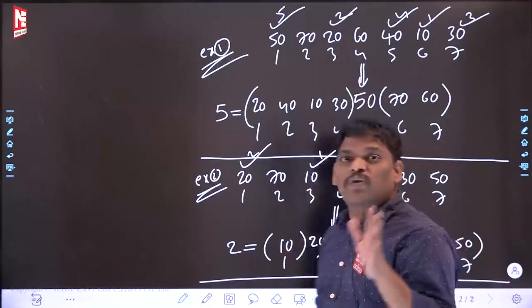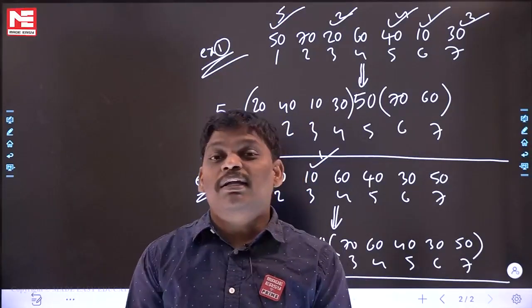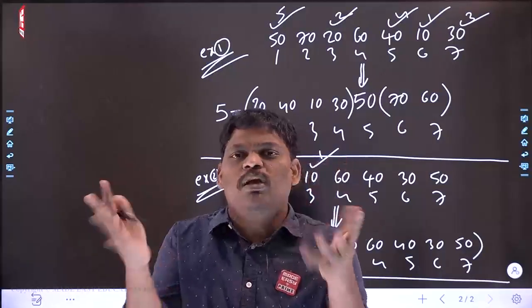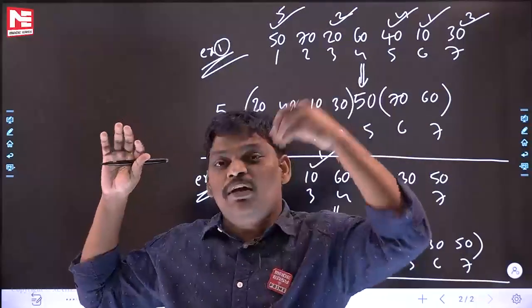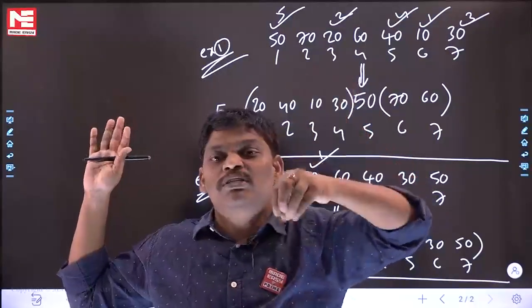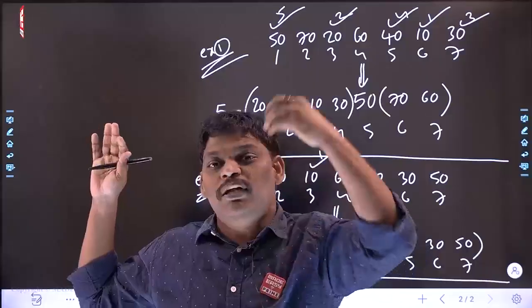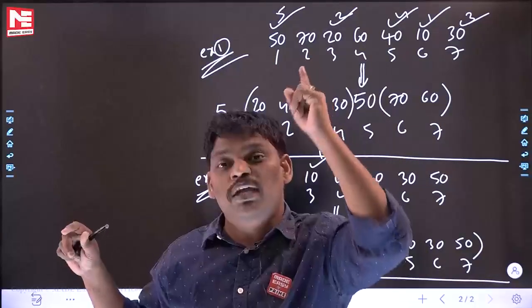Now listen, from this one, conclusion. In the given array, if you take the 10th element as the pivot, where can it go? Anywhere. I don't know anything about the 10th element. Anyone can be at the 10th place. If you take the first element as pivot, it can go anywhere. If you take the last element or the middle element as the pivot, it can go anywhere.